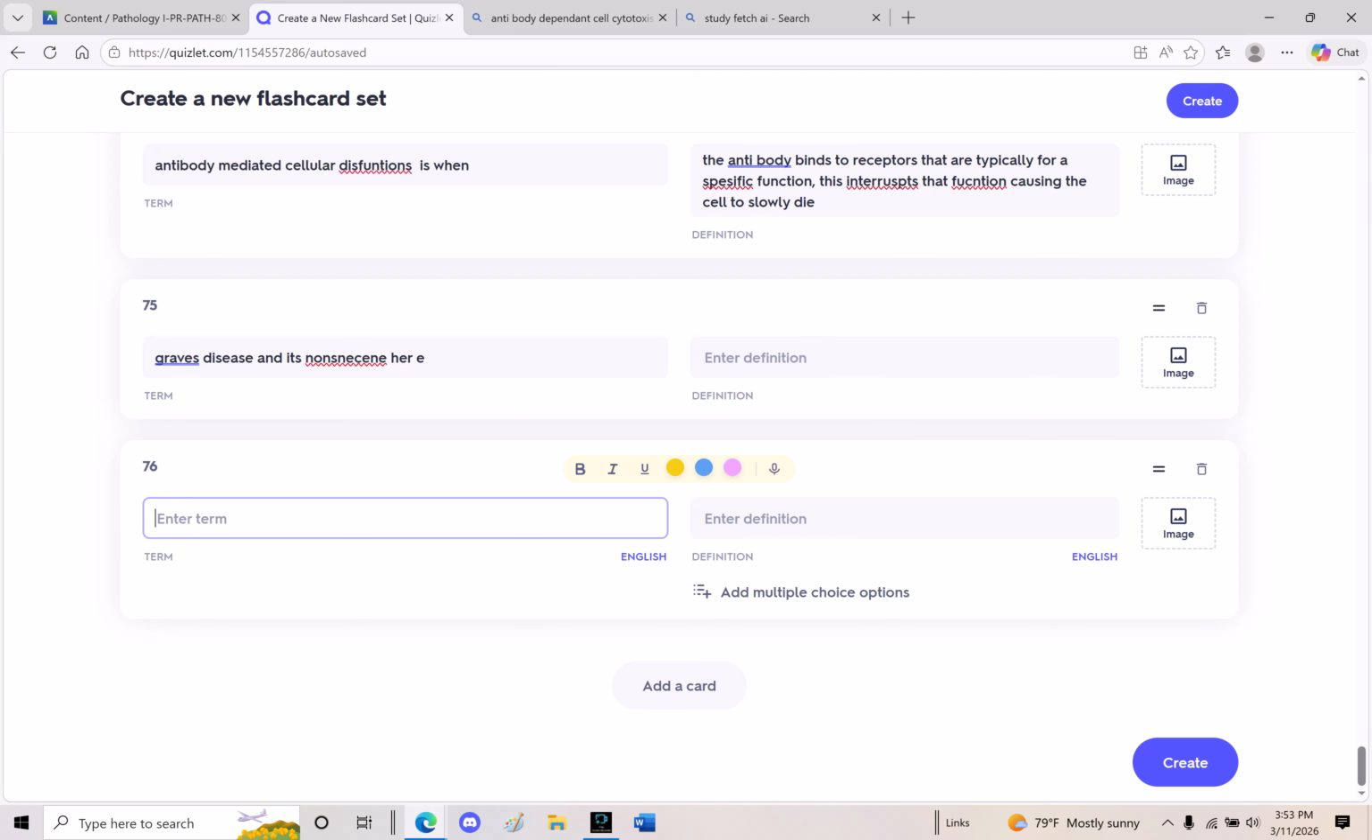That's going to be pernicious anemia, which we're going to talk about in a second. Pernicious anemia has to do with B12. Myasthenia gravis may have some neurological symptoms as well, but these are more muscular symptoms.